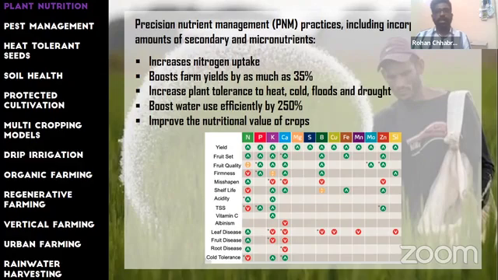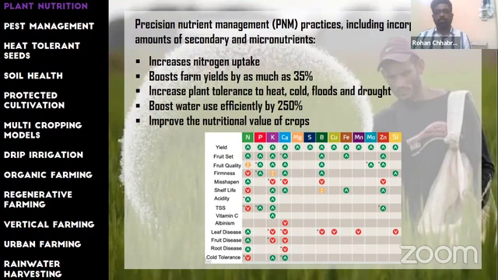Precision nutrient management practices need to be adopted by the farmers, and incorporation of small amounts of secondary and micronutrients is very important. If you look at the chart given below, you can clearly see that different micro elements and macro elements are important for increasing the yield, how the fruit will set, and what quality of fruit you will get. If we are not able to supplement these nutrients to the plants, then there is a productivity loss. So precision nutrient management is one of the techniques which needs to be adopted by the farmers.